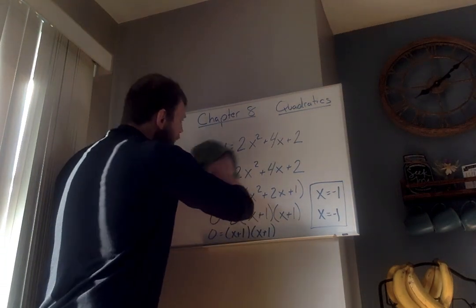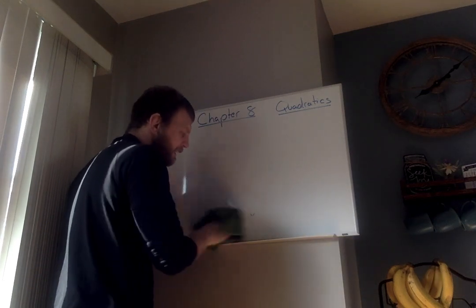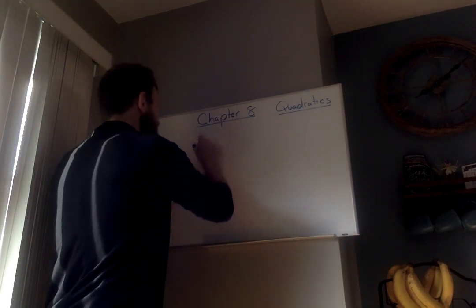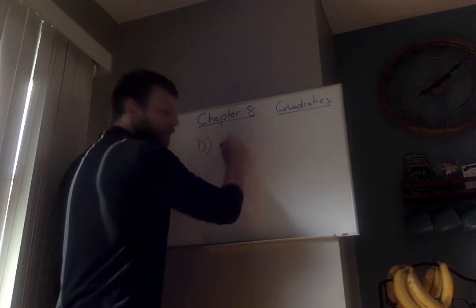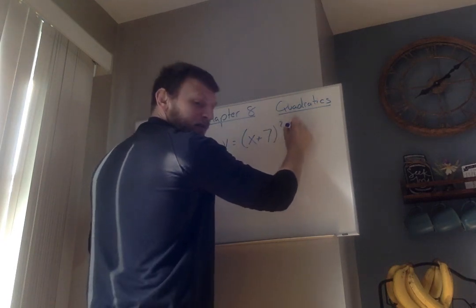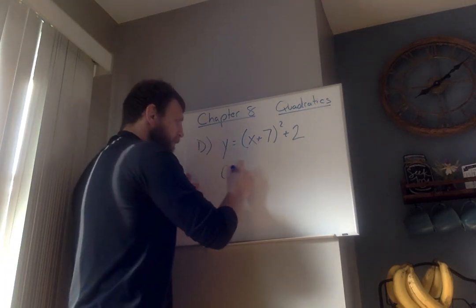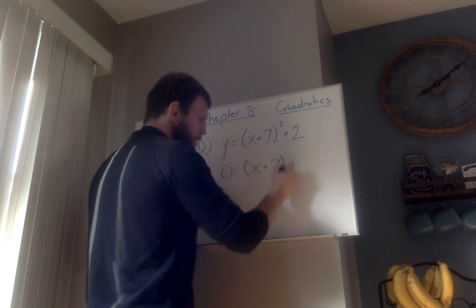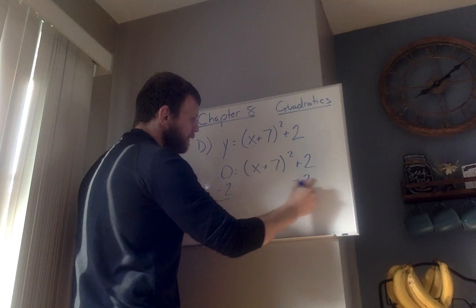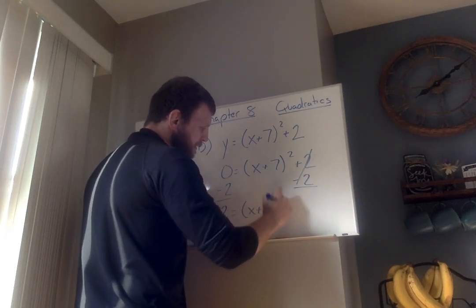And D, even though it looks scarier, guess what? It's not. So D, I'm going to solve this just like I have been. Again, you could type this in your calculator and graph it, but here we go. I'm going to set it equal to 0. I'm just going to try and bull my way through this problem. So I'm going to subtract 2. Those cancel. I have -2 equals x plus 7 squared.